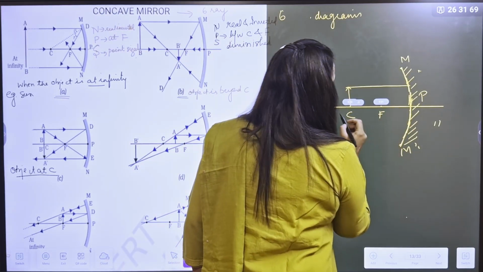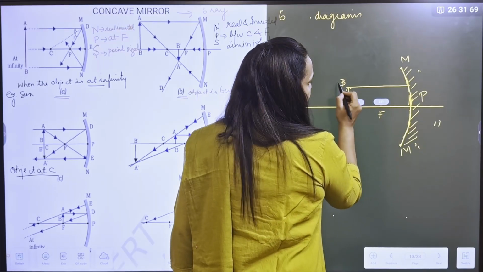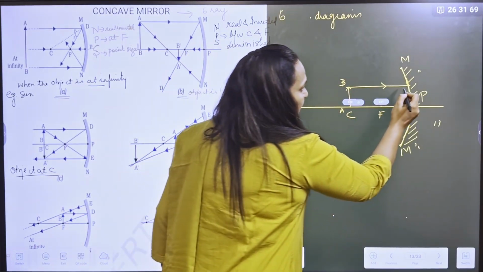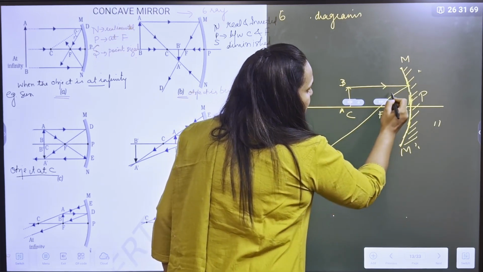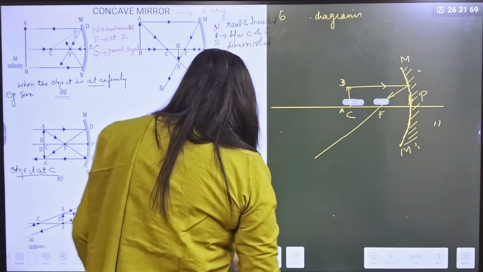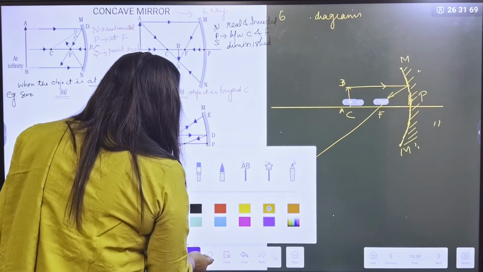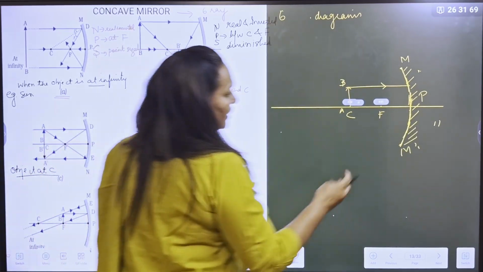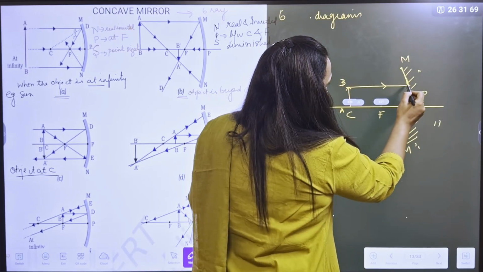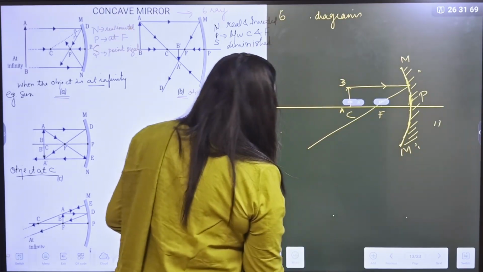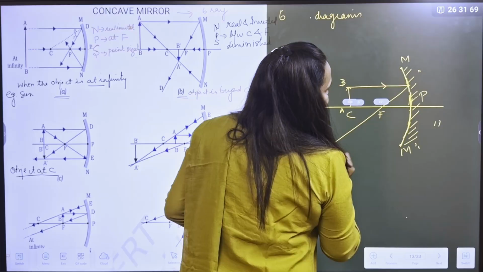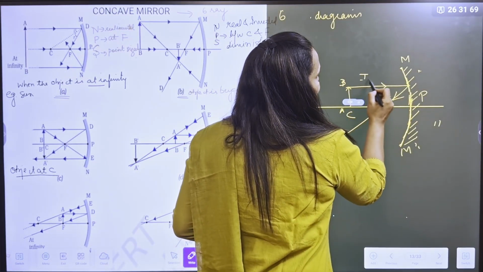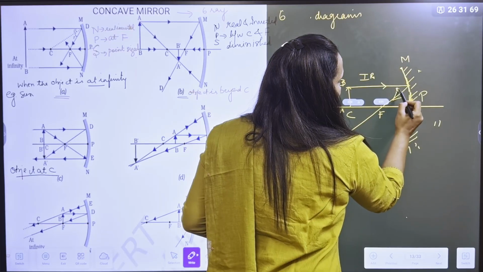First ray will go parallel. What is the name of the object? AB. Right? It will strike the mirror. It will reflect through the focus. If you keep the scale, guys, this ray will absolutely come. It should directly pass through the focus. So this is the first incident ray and this is the first reflected ray.